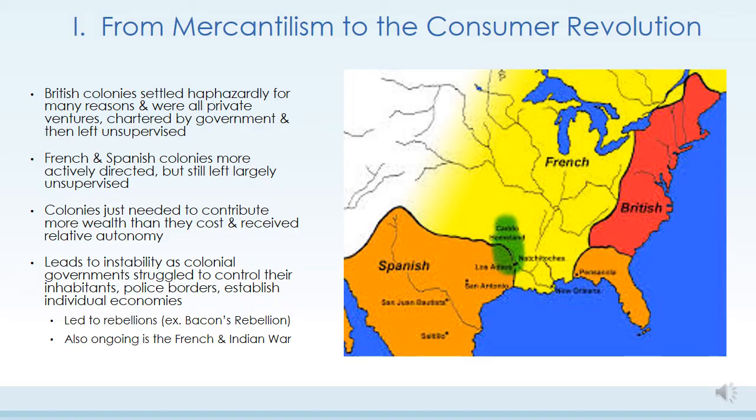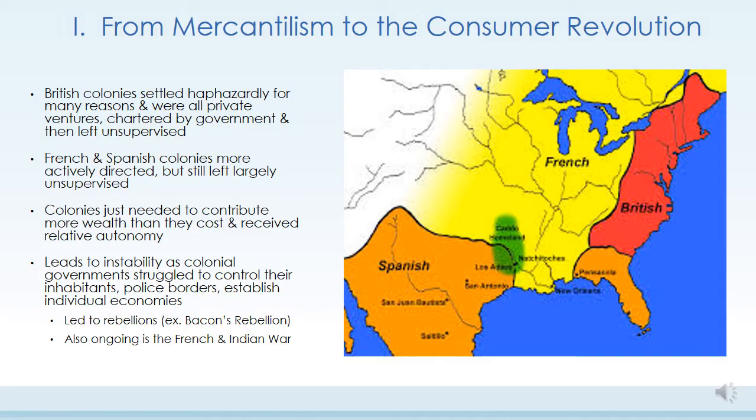All of the original 13 British colonies were private ventures, so they were chartered by the government, but they weren't supervised at all after they were chartered, so they weren't very well supported. Just as long as the colonies could contribute a little bit to the national wealth and economy, and they didn't cost the government as much as they were able to make, then they were allowed to have fairly loose control, and they were allowed to develop with a bit of autonomy and independence.